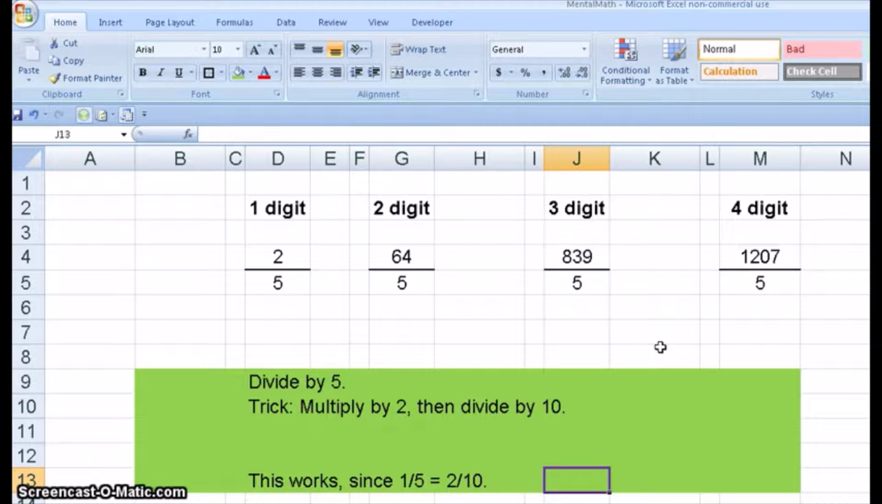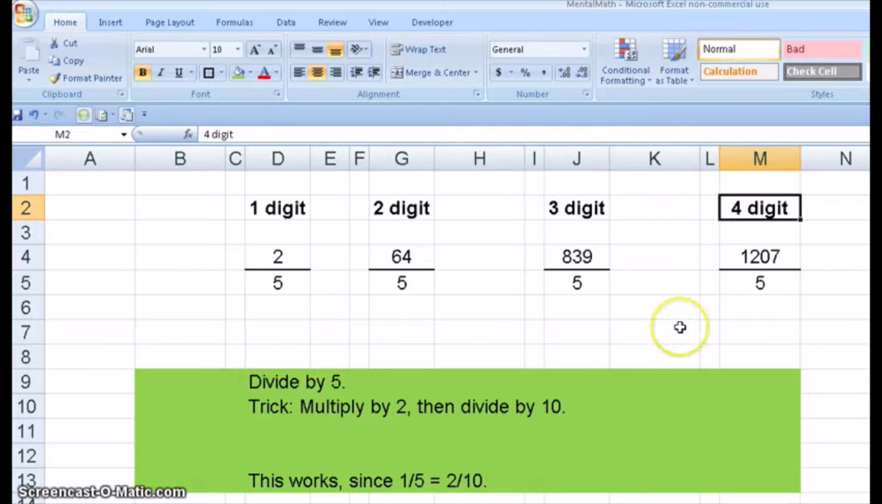Multiplying by 2 is generally pretty easy. And dividing by 10 is real easy, right? You just shift the decimal point over to the left. You don't even have to do any calculation. So dividing by 5, really, if you break it down, is essentially just multiplying by 2. So that's why it's difficult when the digits get larger, because you might have to carry some numbers.